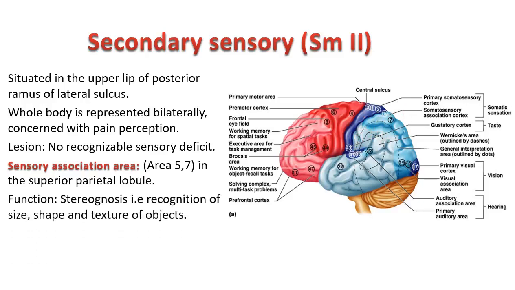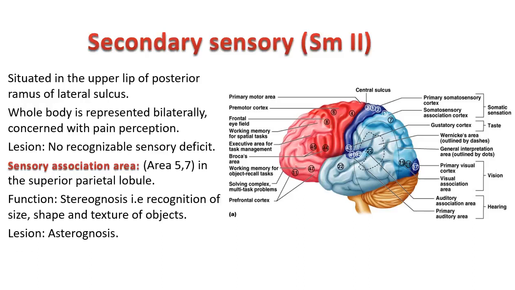So without visual stimuli, you can touch an object and tell whether it is round, flat or square, what its texture is, rough or smooth, and whether it is a very large object or a small object. This is called stereognosis, and that secondary sensory area is mainly responsible for this. A lesion produces astereognosis, which means you won't be able to identify the object based on texture, size and shape.